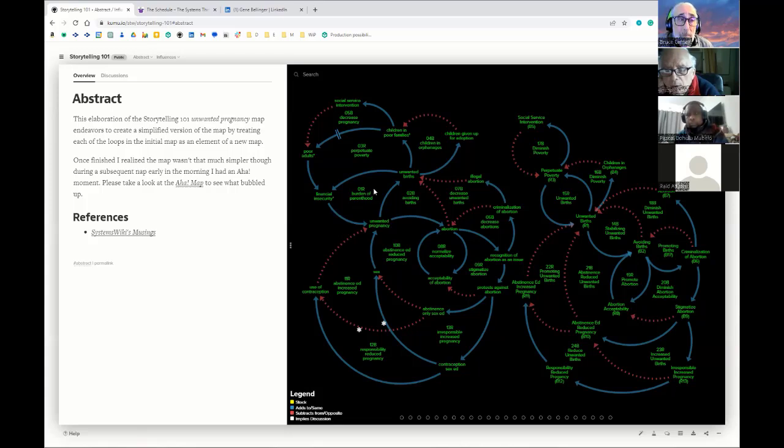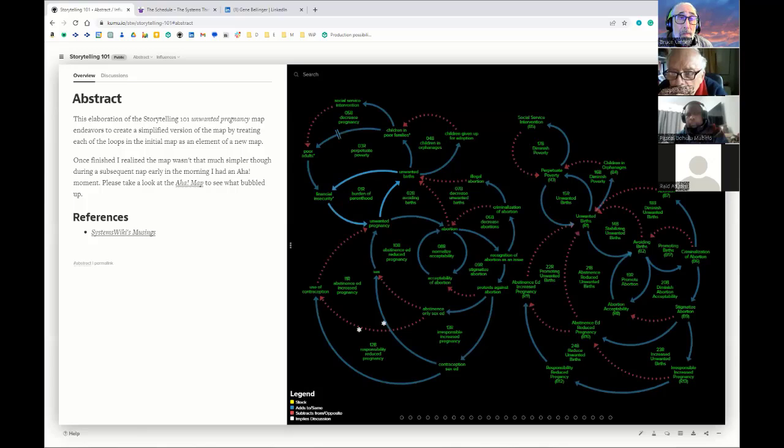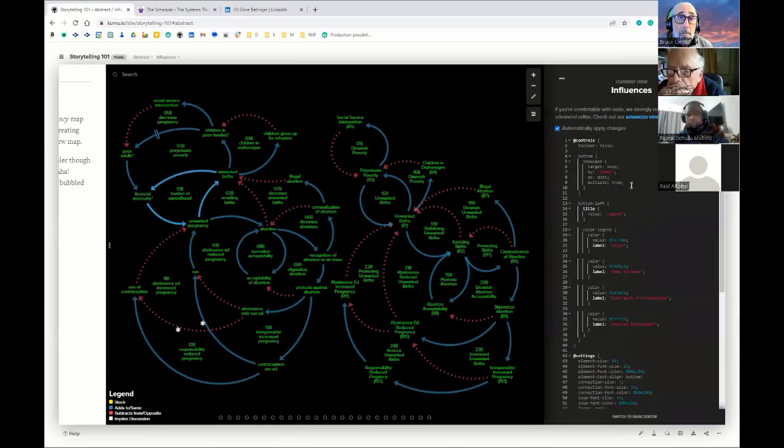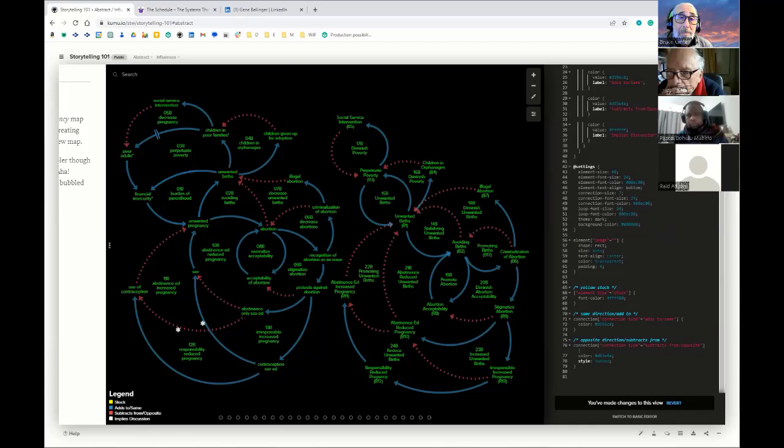Mm-hmm. In other words, this, let me turn that off so it just doesn't get in the way. Mm-hmm. Turn this off. Oh, it doesn't like it when I don't sign in.